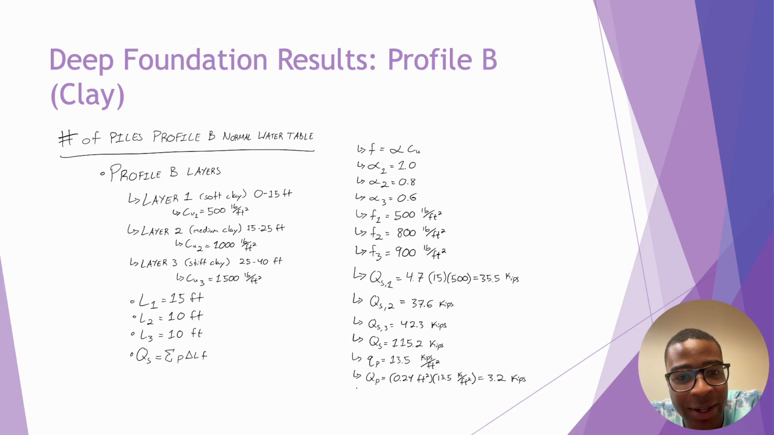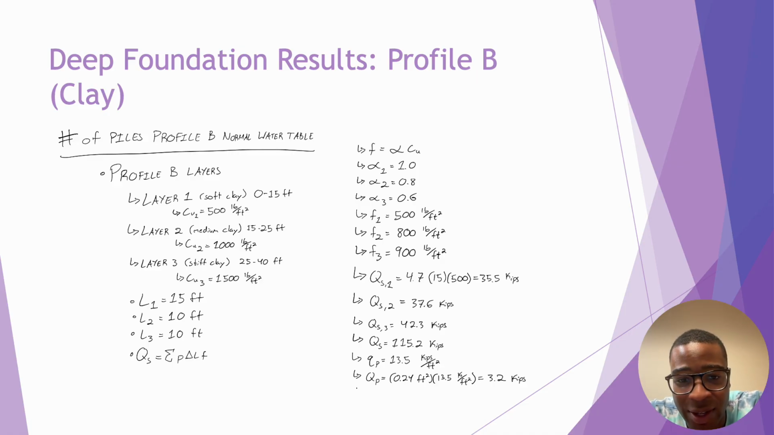So for the clay layer, things don't change up much. As before, we have the CU value of the first layer as 500 pounds per feet squared. The second layer was 1,000 pounds per feet squared. And for the third layer, we have 1,500 pounds per feet squared. We have our L1, L2, and L3 values. We thought those would be accurate enough to get a good measurement here for the QS.